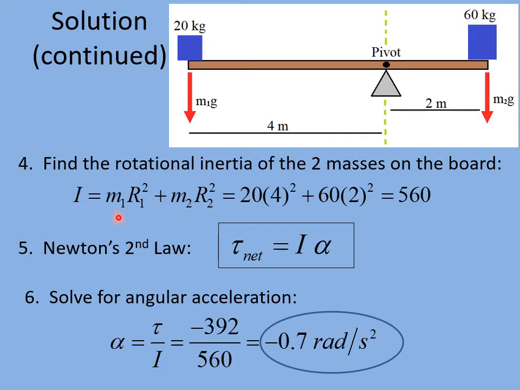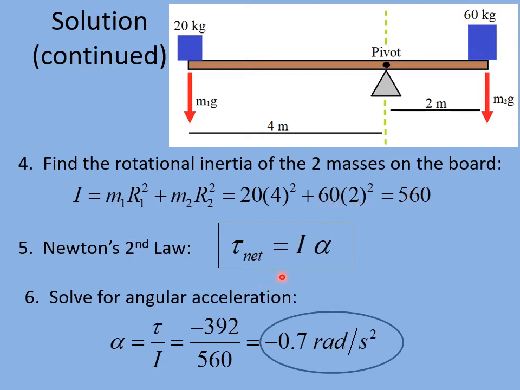So the total I is m1 r1 squared, where this is m1 and this is r1. And then we add to that m2 times r2 squared. This is mass 2 over here, this is r2. So plugging in our numbers, we get 20 kilograms times 4 meters squared plus 60 kilograms times 2 meters squared. Now remember, rotational inertia is always positive. We don't have to worry about direction or anything like that. So they're always positive numbers. We add those together, we get 560.